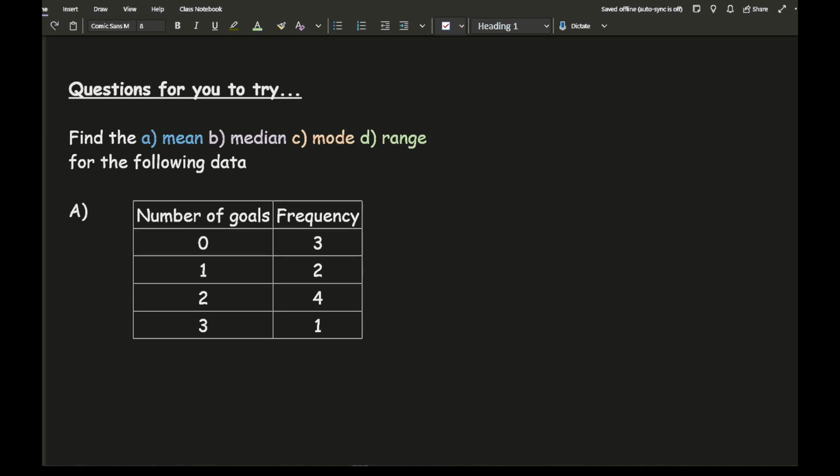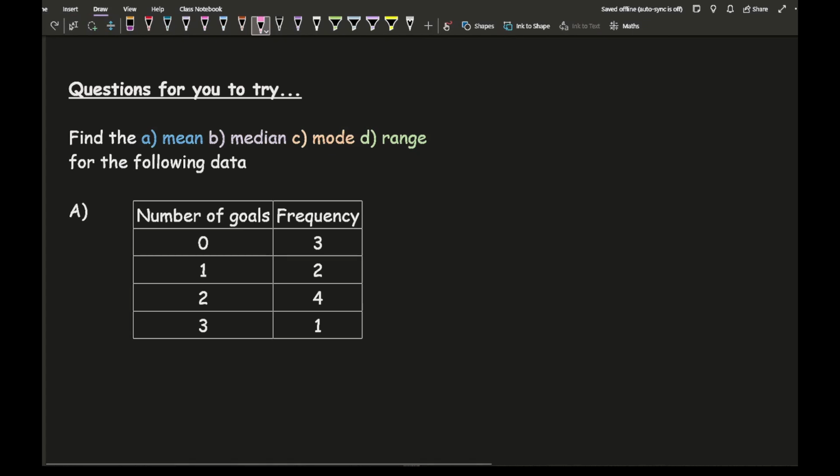So going through question A, let's find out the respective values. So for the mean, let's get a blue pen. Again, you've got a couple of options here. Looking at the total frequency, we've got 3 plus 2, which is 5, plus 4 plus 1, which is going to give us a total frequency of 10. So for this, you could write out all the numbers. The numbers written out are going to be 3 zeros, we've got 2 1s, we've got 4 2s, and we've got 1 3. So there are our 10 numbers.